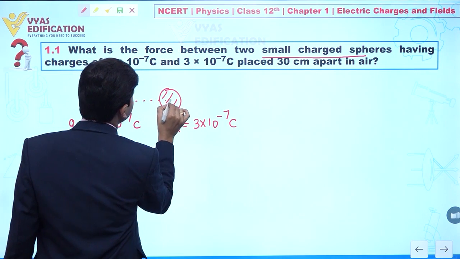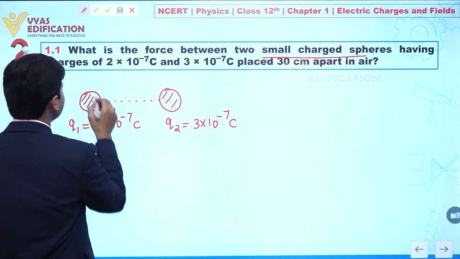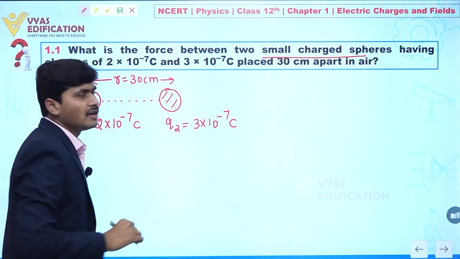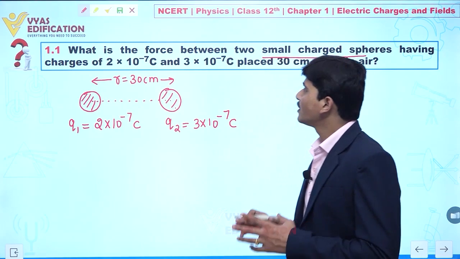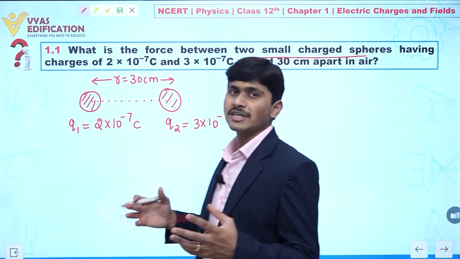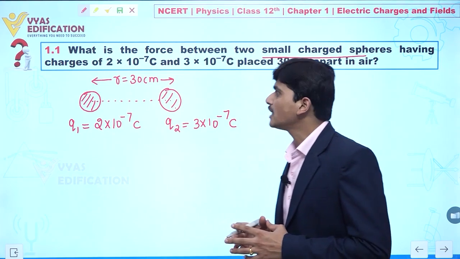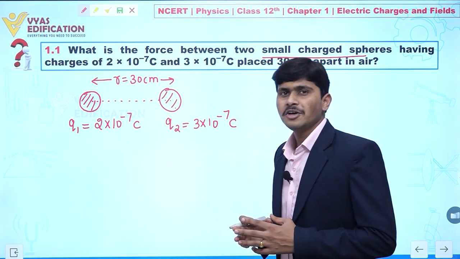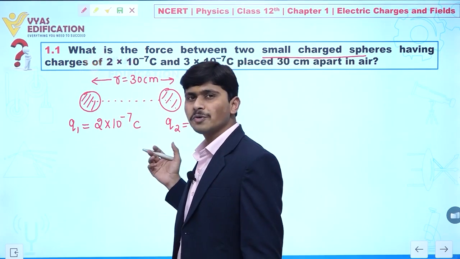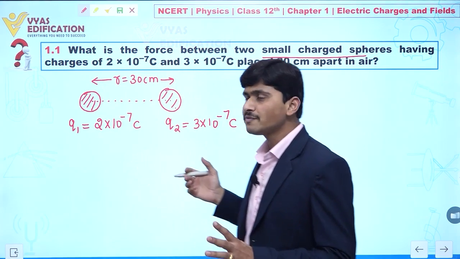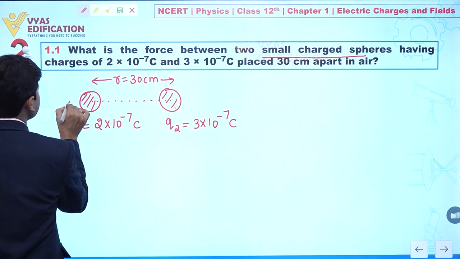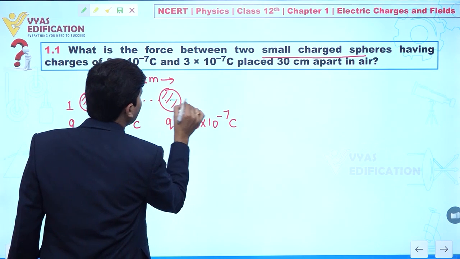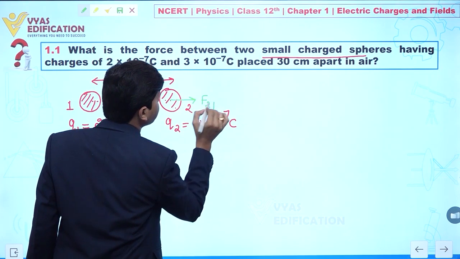So the distance between these two point charges is 30 centimeter, so R is equal to 30 centimeter, clear? Our objective in this question is to calculate the force, attraction or repulsion, you have to decide. The electrostatic force is acting between the charges. Now you can see on this screen we have two point charges Q1 and Q2, both having positive signs. Let's take this sphere as 1 and this one as 2. So definitely a force is exerted on 2 by 1, clear?